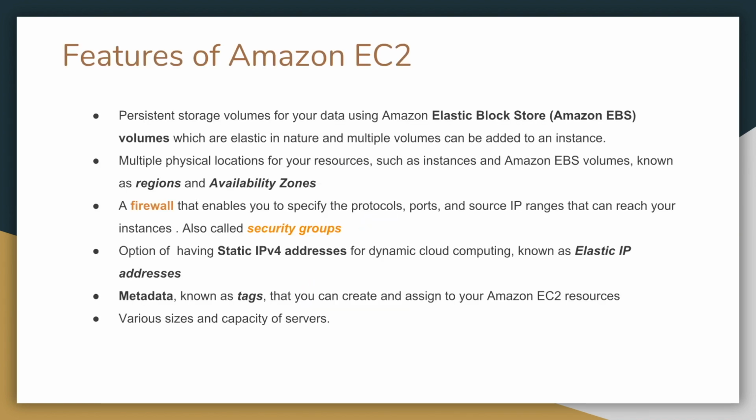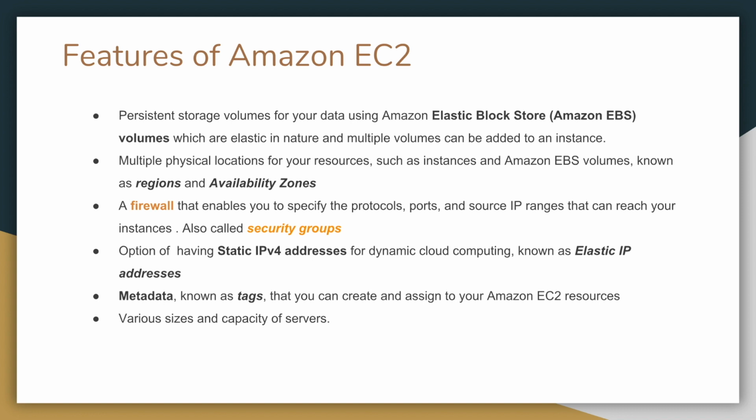Some of the features of Amazon EC2: it has an option for persistent storage volumes by using Elastic Block Store. You can attach multiple Elastic Block Store volumes to your EC2 instances. You can place your EC2 instances in multiple availability zones, which are miles apart from each other, and place EC2 instances in different regions. These are Amazon's global infrastructure. You can place your EC2 instances in Sydney, in the US, in Brazil, and so on. So you have the option to place your EC2 in multiple physical locations.